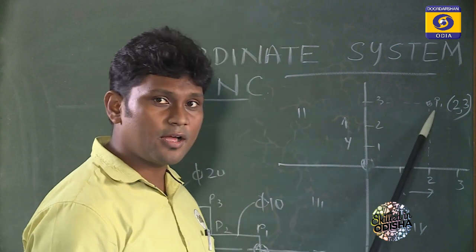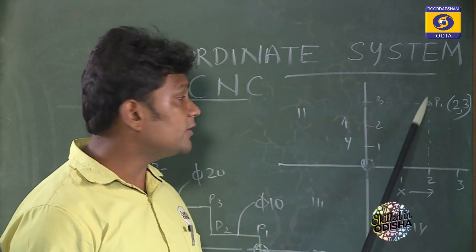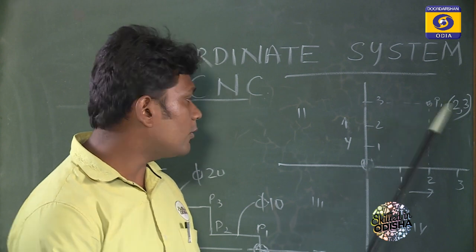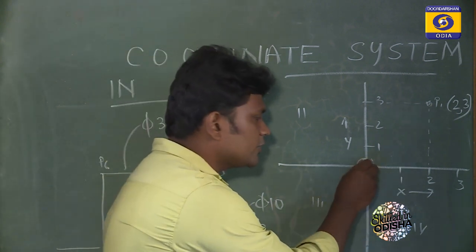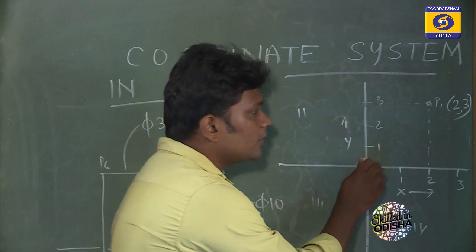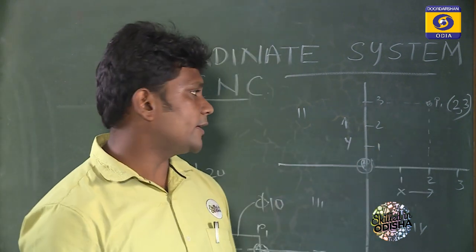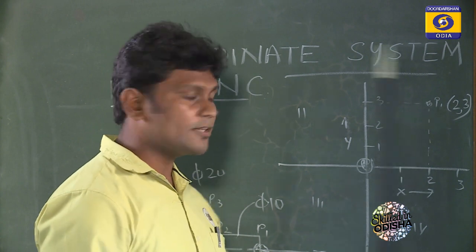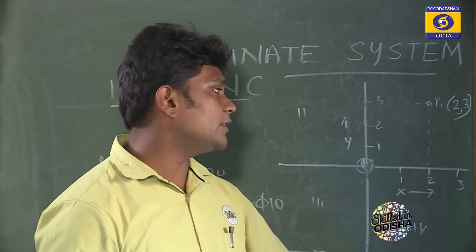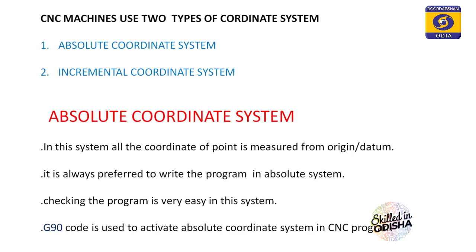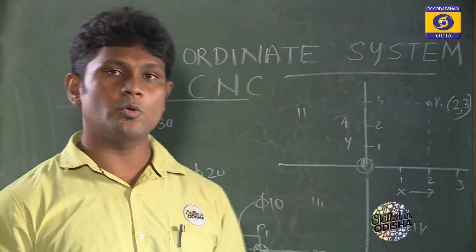Just before, I gave an example that this point location will be calculated with respect to the origin, or this one is the datum point. With respect to this datum, this point's location is calculated. Now this method comes under the absolute coordinate system. Generally it is preferred to write the program with respect to the absolute coordinate system.